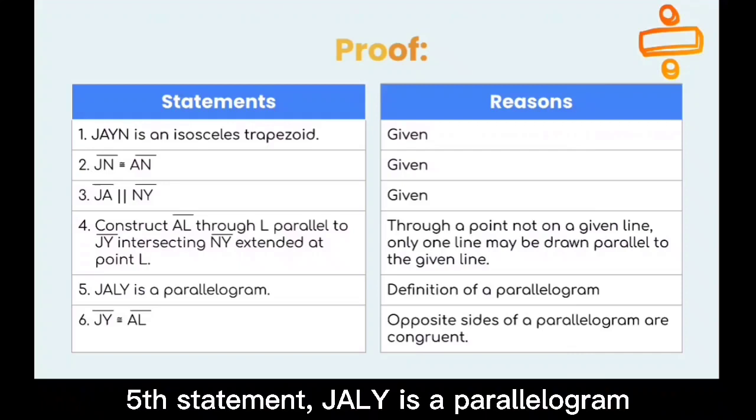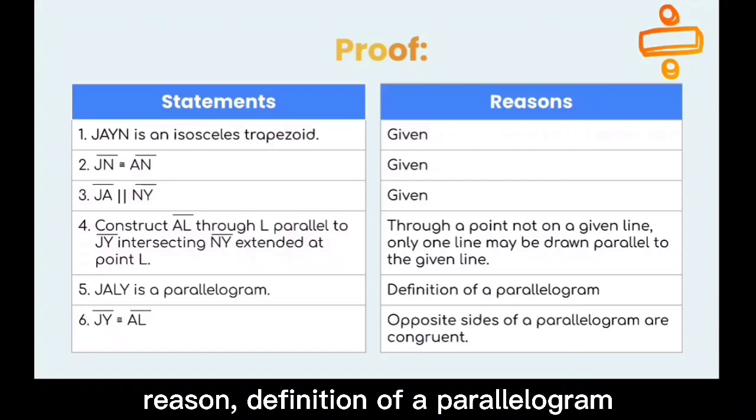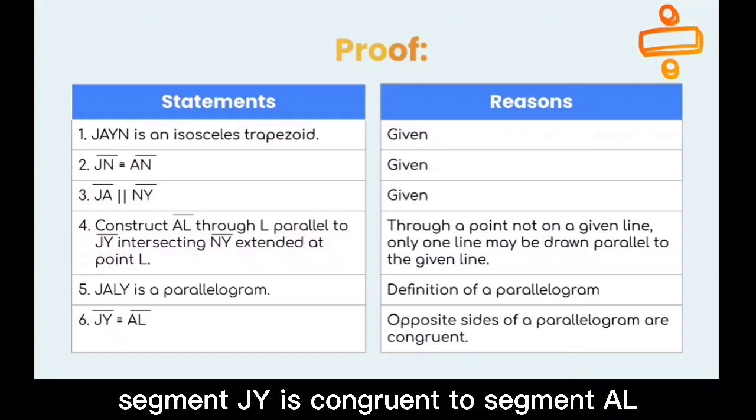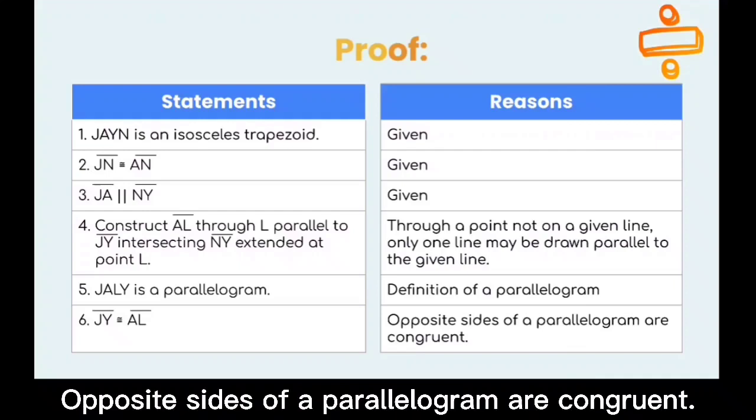Fifth statement, JALY is a parallelogram. Reason, definition of a parallelogram. Sixth statement, segment JY is congruent to segment AL. Opposite sides of a parallelogram are congruent.